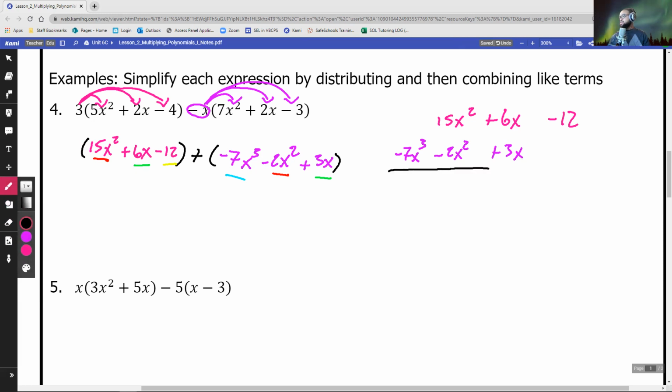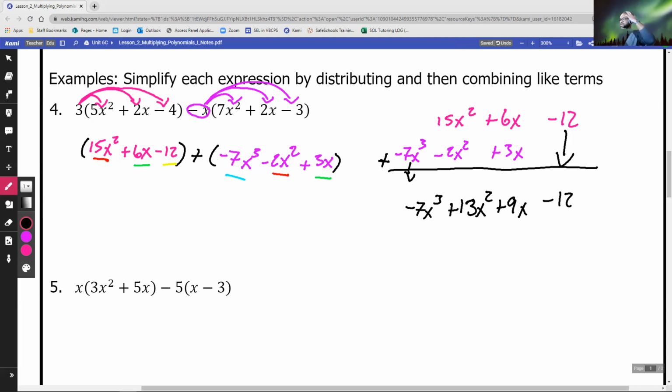So now I'm actually just going to go through. And since we already distributed that negative with that x, we change that to a positive and we just add these things up. This 7x comes right on down, so we got negative 7x cubed. Then we've got 15x squared plus a negative 2x. That gives me a positive 13x squared. And then we've got a 6x plus a 3x is a 9x, minus 12. This 12 didn't have a partner to combine with, and so we bring it right down.